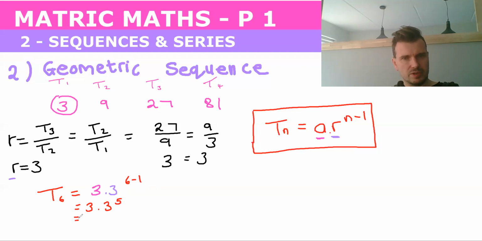Okay, we know 3 to the 5 is 243. And so when we times these together, we just get 729. And that's it. That's a geometric sequence.